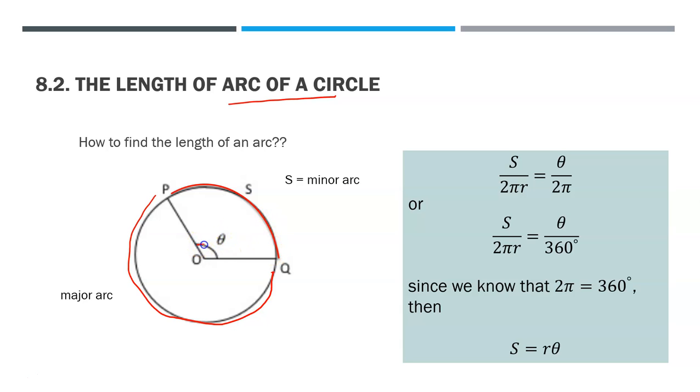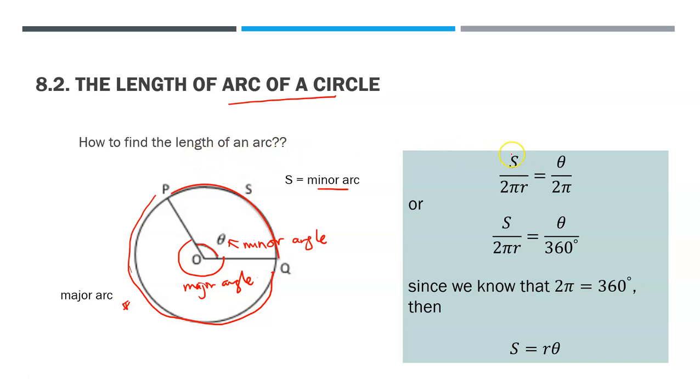So if the angle POQ is defined as theta, this is the minor angle. PSQ is the minor arc. So POQ from here is the major angle. Alright. PQ is the major arc. Okay.